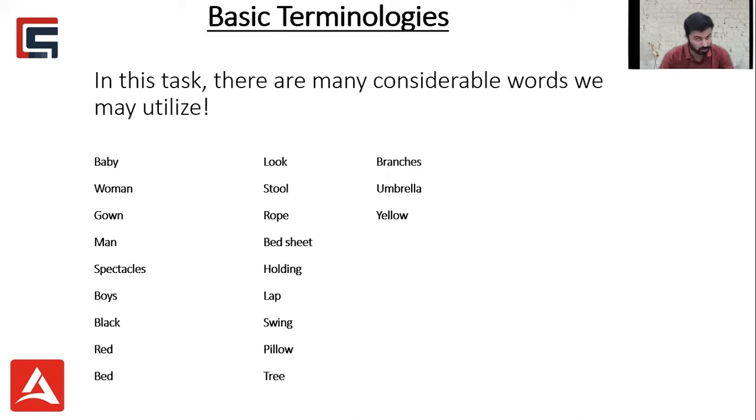There's a stool on the left side, and there's a rope. There's a bed sheet, of course, on the bed. The woman is holding the baby in her lap. There's a swing in which there are two other babies. There is a pillow on the bed, and it looks like the bed is under the tree with a few branches. And of course, as I talked about, the umbrella on the left top, which is in yellow.